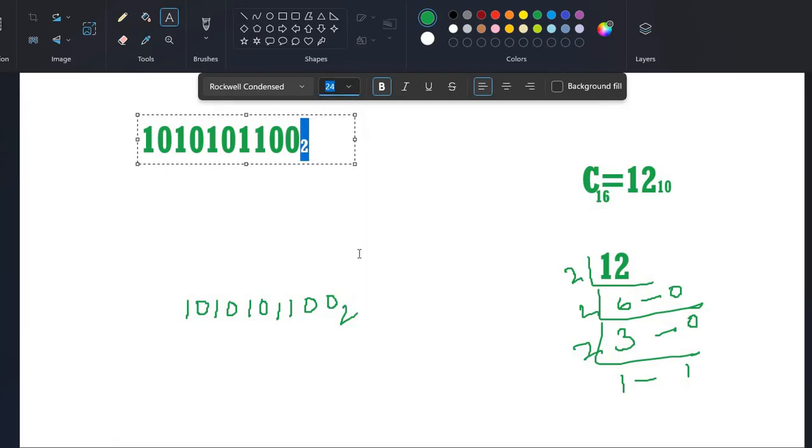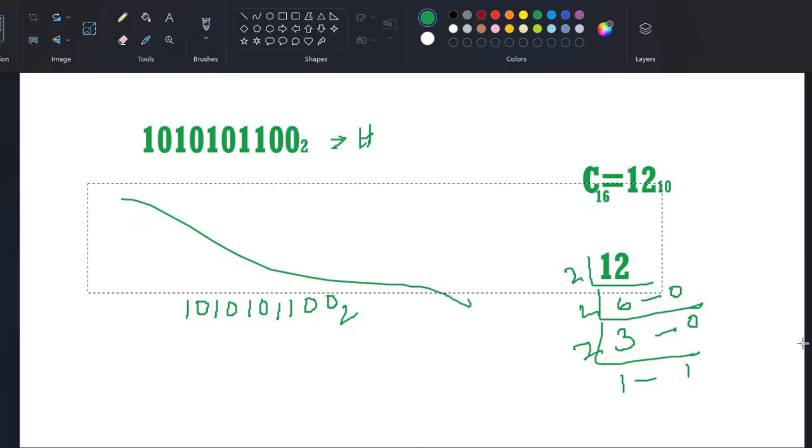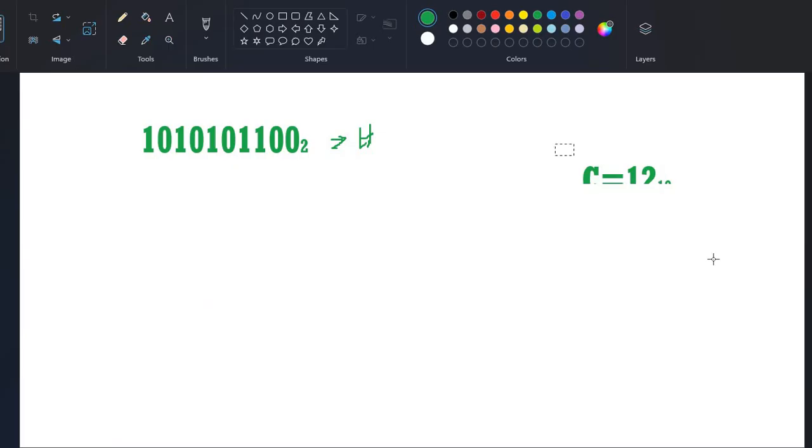Just look carefully whether I have written the numbers correctly or not. Okay, it is correct, right? So we need to convert this into its hexadecimal equivalent, right? Hexadecimal number. So what can we do? First of all, what do you have to do?